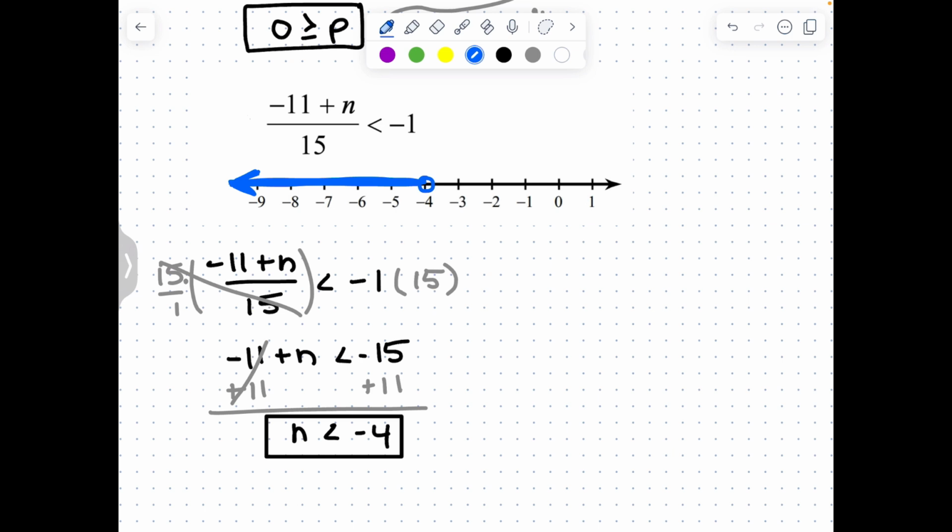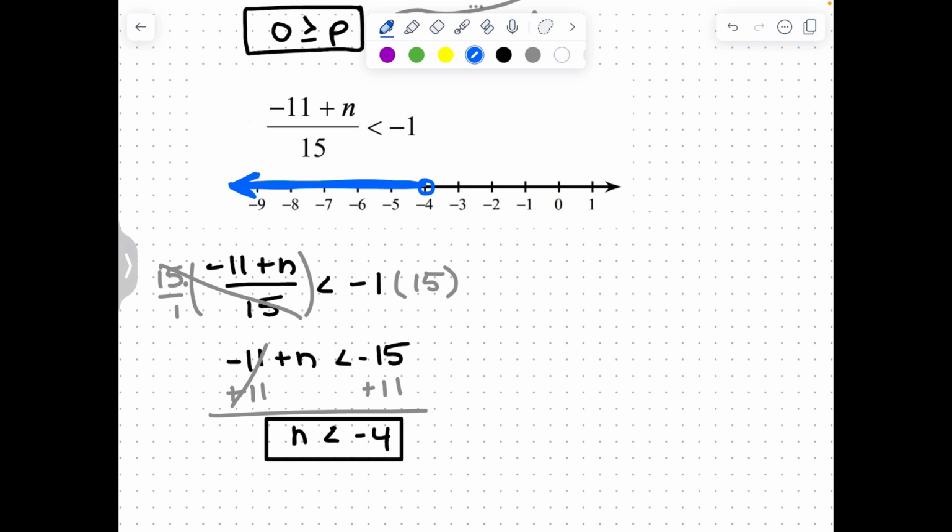Basically, you solve the same way you solve your one-step equations, but then you apply those inequality rules. Don't forget, anytime you multiply or divide by a negative, you'll need to flip the inequality. But other than that, just follow your equation patterns and then just graph it the way that's appropriate.